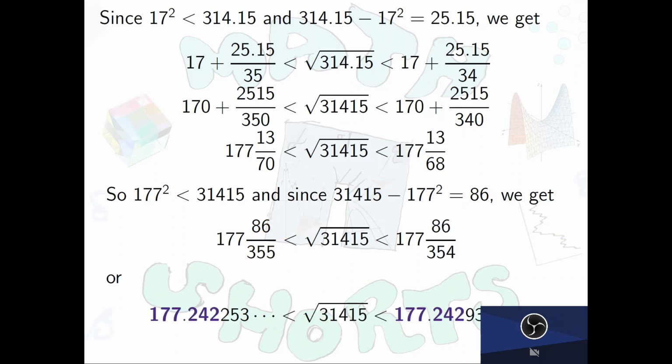And if we work those things out as decimals, look at what we get. We're between the number 177.242253 and 177.242937. So I've actually got something that's good to 3 decimal places, which is pretty good. After 3 goes, we've managed to get a very good approximation. And if I wanted to go one more step, my next starting number could be 177.242, and then do the same sort of thing, and I'd get an even better approximation.